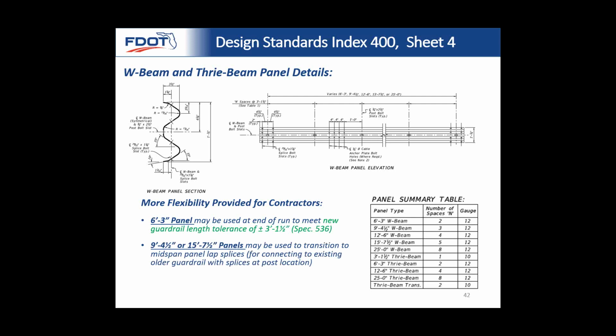So we also have 9 foot 4.5 inch panels and 15 foot 7.5 inch panels, and this is basically a 3/4 panel and a 1 1/4 panel, and this is used for transitioning to the mid-span panel splices of existing guardrail. So remember we were saying before that existing guardrail has the splices located on the post, but for any new guardrail that attaches to that, we're going to require our panel splices to be mid-span. So if you use one of these panels, immediately, the very first panel, it automatically transitions you to a mid-span panel splice, and it's taken care of.